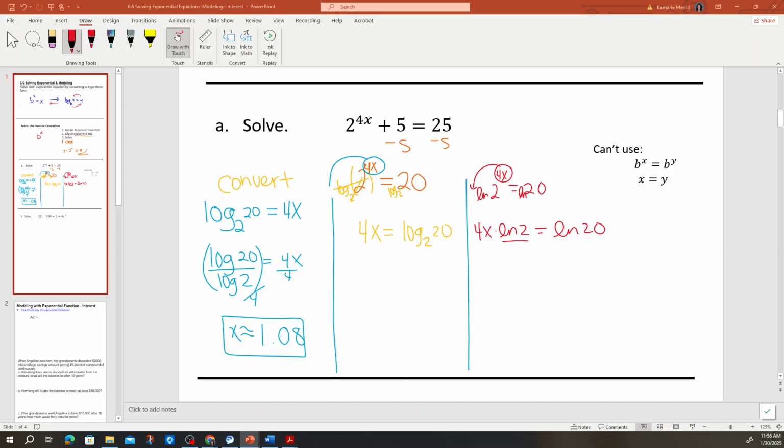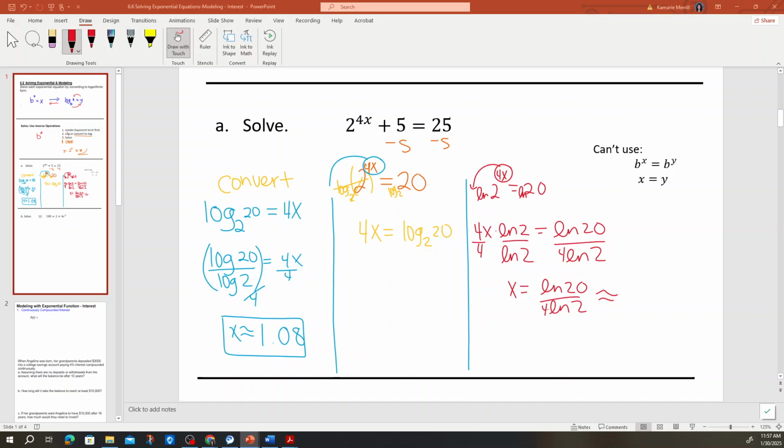What would I do to get rid of stuff that's stuck to the x now, that's multiplied? I divide, because they're all times. If I divide by ln of 2, that clears my ln of 2. I can also divide by 4, so I could have done it at one time. Isn't this the exact same thing we just did over here? Log of 20 over log of 2, and then divide by 4. Ln of 20 over ln of 2, and then divide by 4. It's the same thing. So whatever way you like, you can do it.